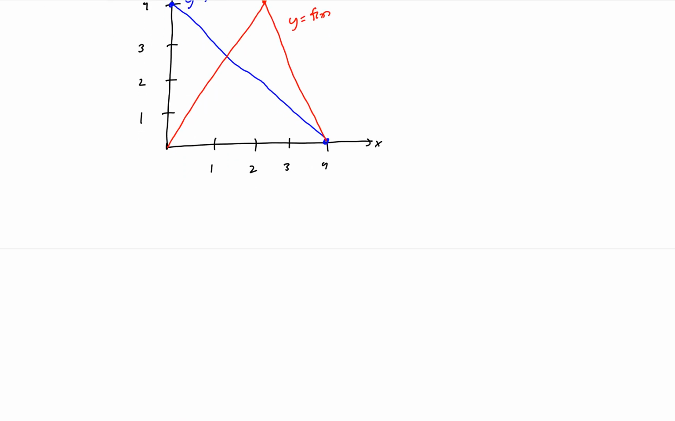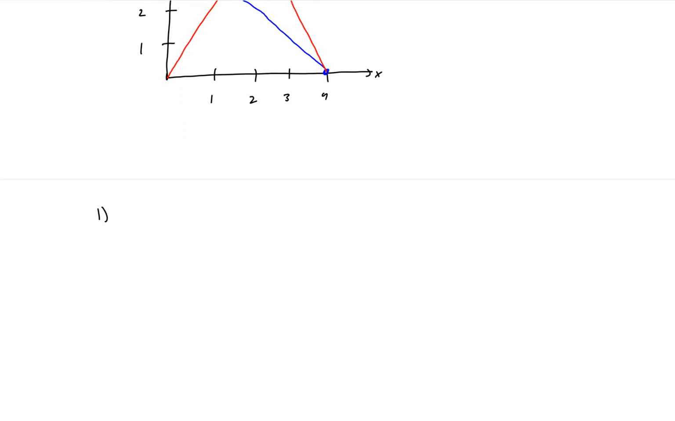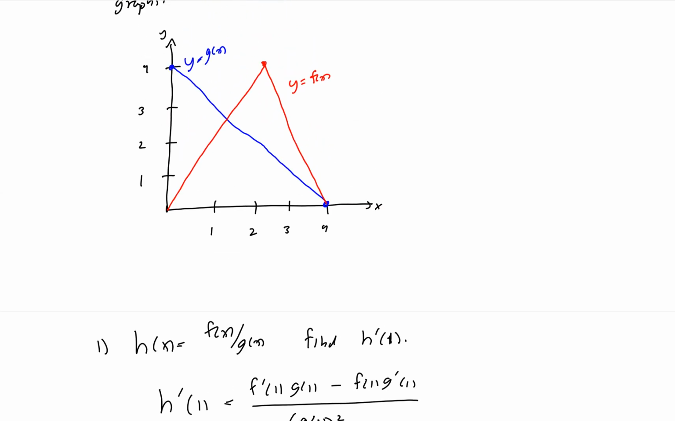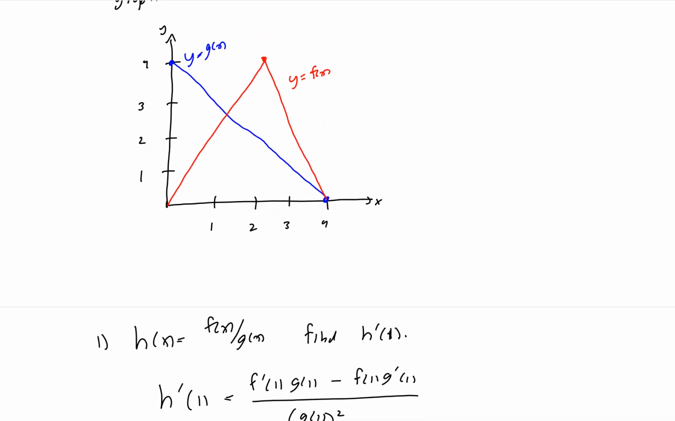And so what do we want to do with these? For the first one, let's set h of x to be f of x over g of x, and let's find h prime of 1. Well, we know h prime of 1 is f prime of 1 times g of 1, minus f of 1 times g prime of 1, over g of 1 squared. So looking back up at our graph, we're going to need to find equations for these.